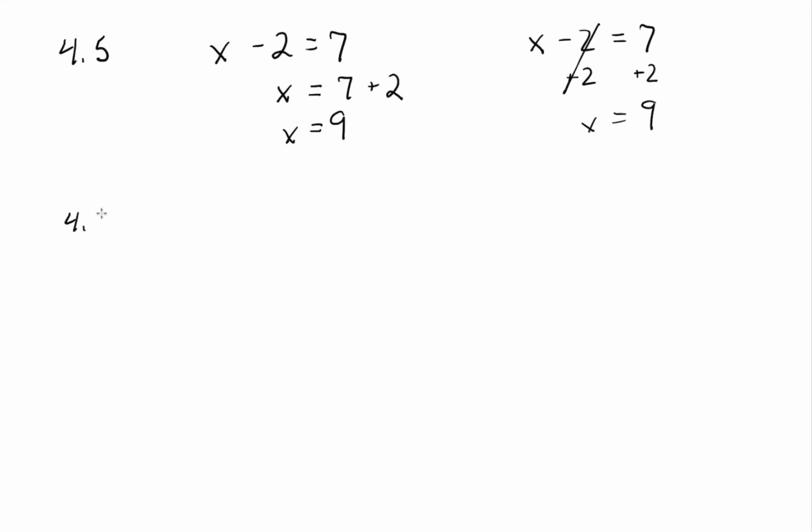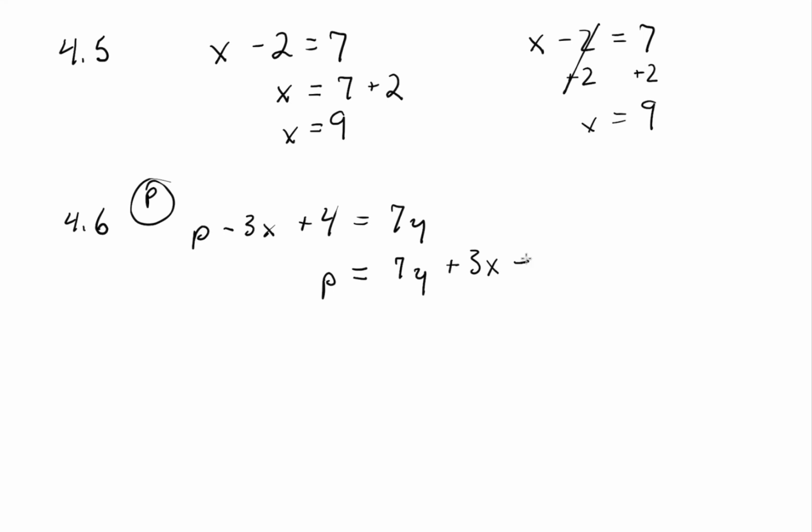Here's another one, 4.6. And we're going to use, we call it transposition. Change sides, change signs is transposition. We're going to solve for p. We have p minus 3x plus 4 equals 7y. Remember, we're solving for p. So we want to solve for p right here. So all we have to do is take all of this over here, flip the sign, and move it. So p would equal 7y plus 3x minus 4.